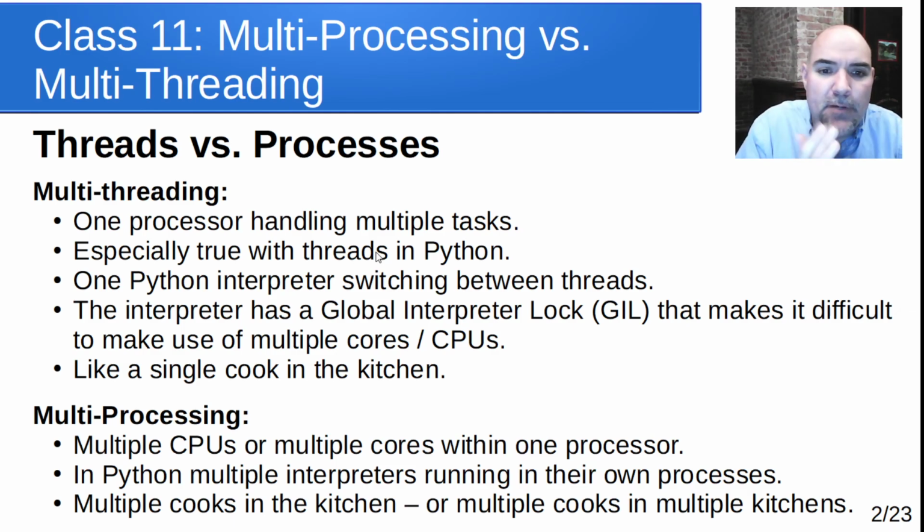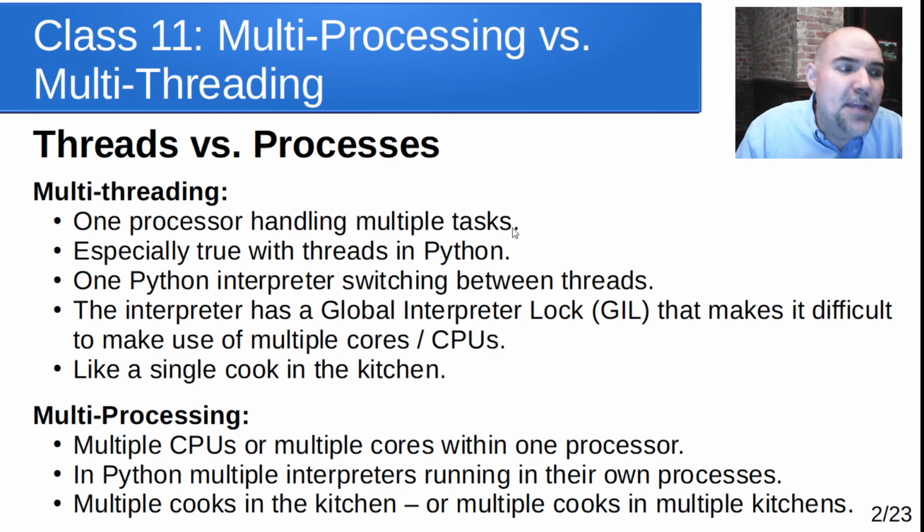Alright, so first off, let's look at this very dense slide, which I apologize for, but I wanted to have it all visible on one page. What's the difference between threads and processes? With multi-threading, one processor is handling multiple tasks. In other words, we have one processor that's kind of switching between things. And this isn't true for all programming languages or environments. It is especially true with threads in Python.